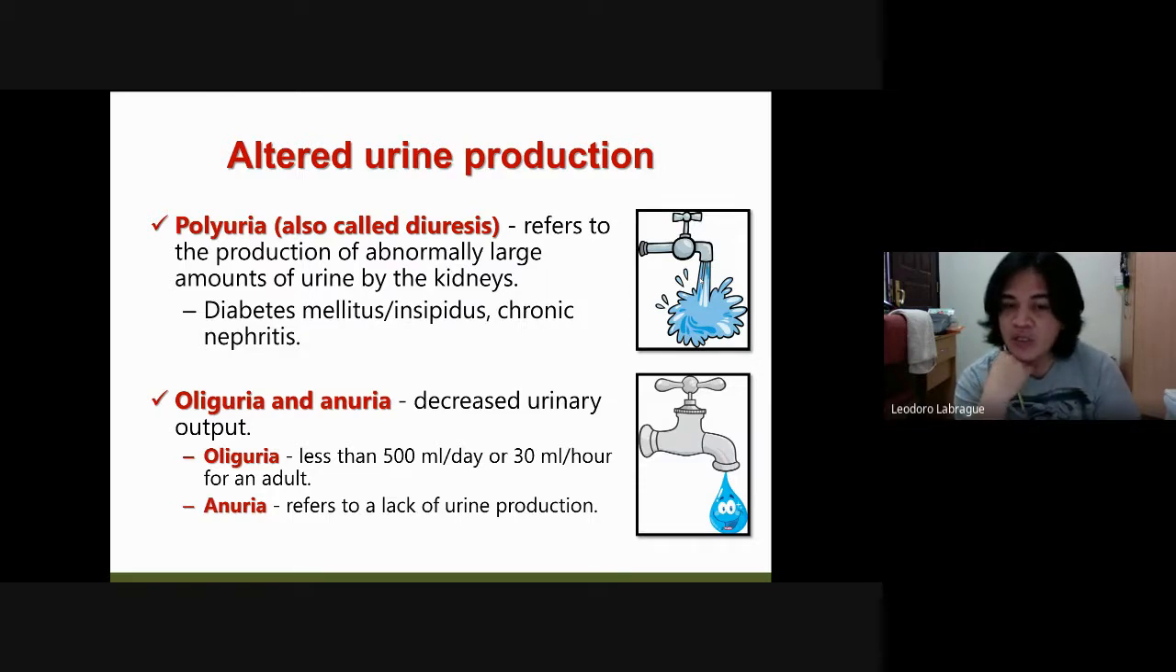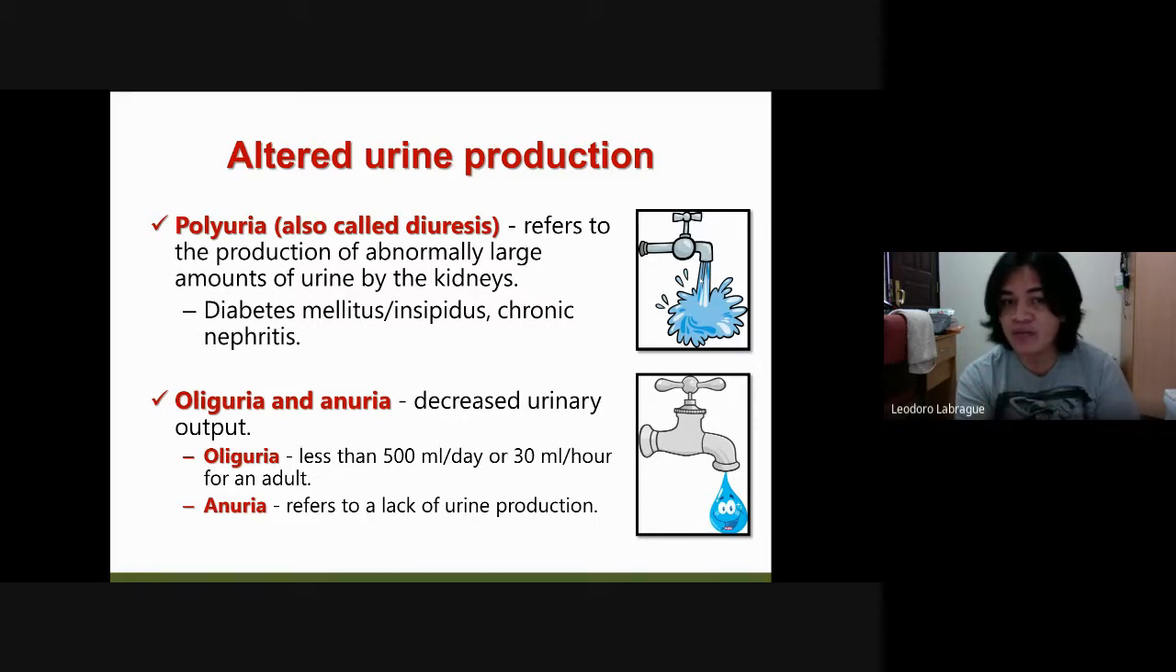Remember, as we have mentioned earlier, normally an adult person urinates at least 1,500 ml of urine per day. But if a patient has polyuria, their urine output could be even greater than 1,500. It might reach 2,000 ml a day, it might be 2,500, it might be 3,000 ml a day. Abnormally large amounts of urine, we call it polyuria.